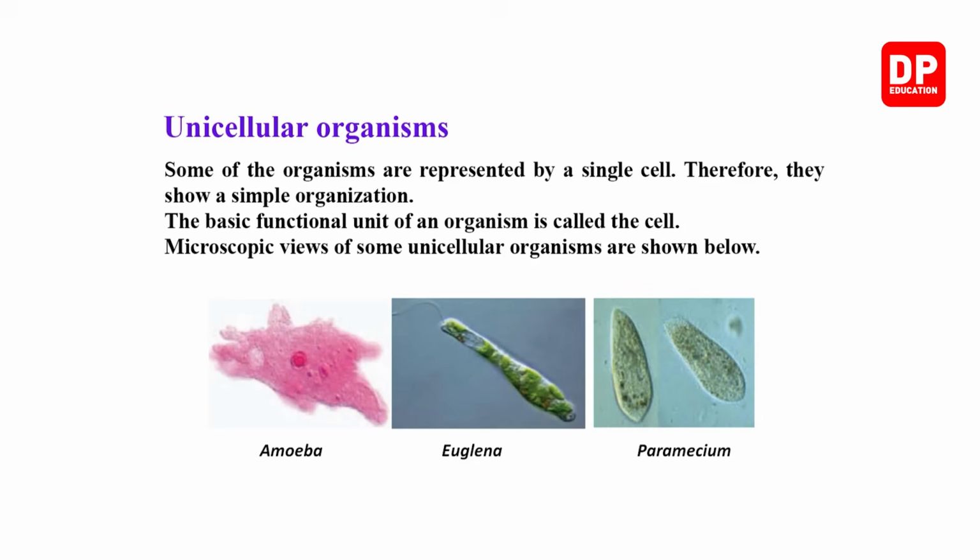Right. Now we are going to learn about the next topic, unicellular organisms. What is the meaning of unicellular organisms? Uni means one. The organisms with only one cell are known as unicellular organisms. Right? The organisms with one cell. How many cells do we have? We have a large number of cells. Right? So unicellular organisms are the organisms with a single cell or one cell.